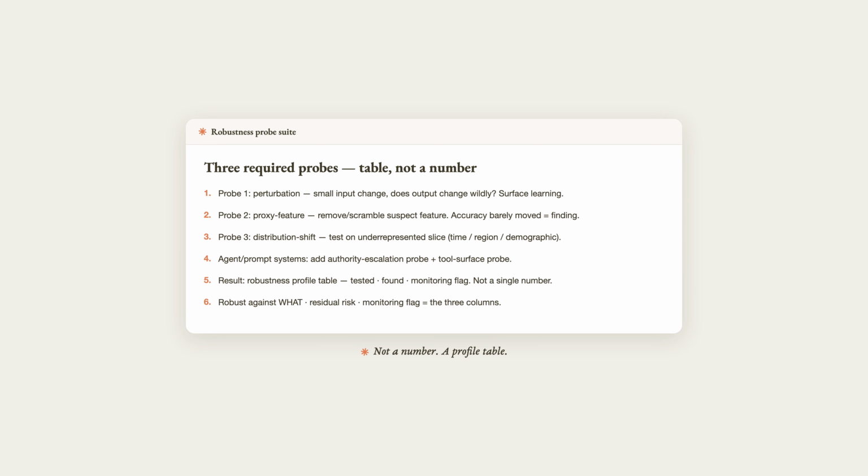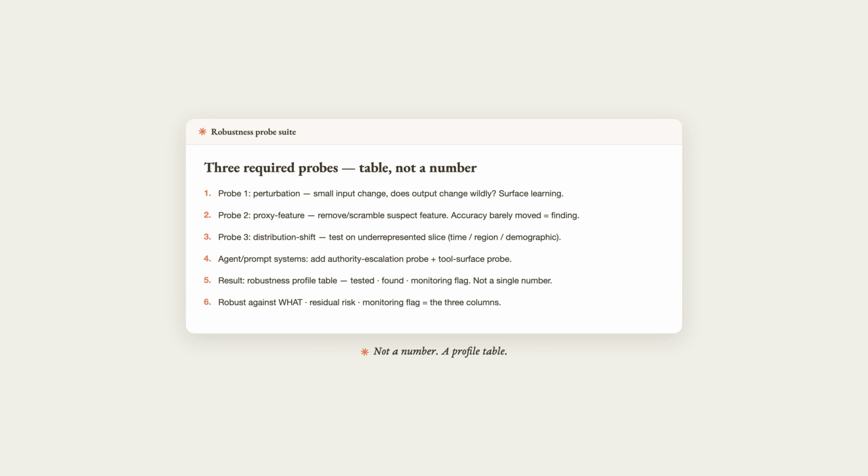Probe 2, the proxy-feature probe. Remove or scramble the feature you most suspect the model is using as a stand-in for something it should not be using. Did accuracy barely move? That is a finding. It means the model was not actually relying on what you thought it was, or it means the feature you removed was the proxy and the real signal is somewhere else in the data.